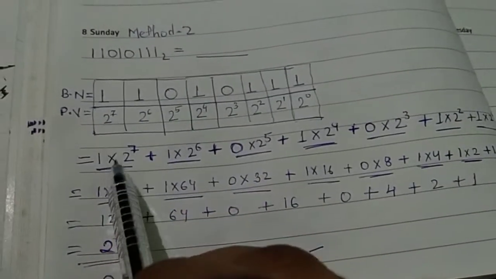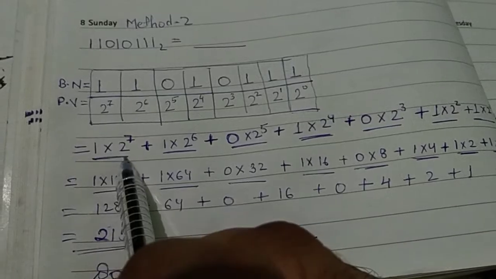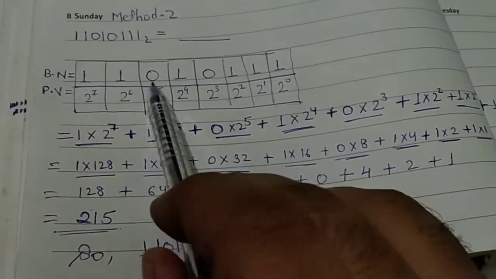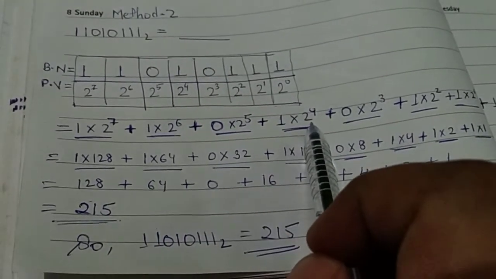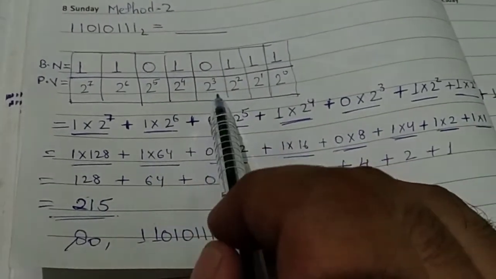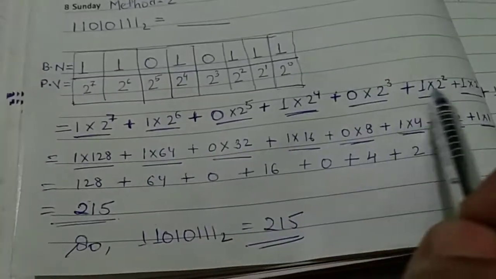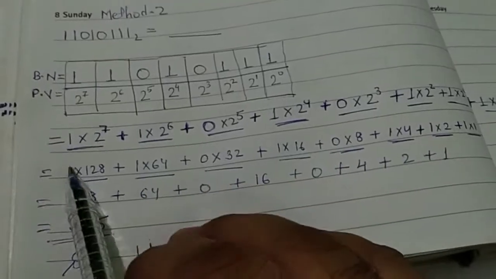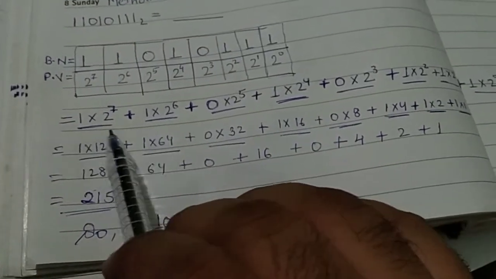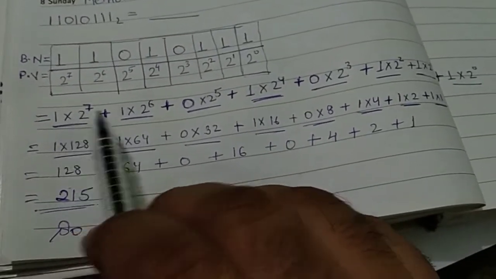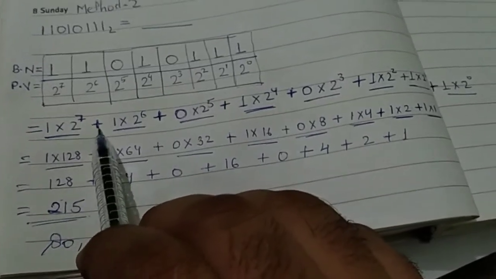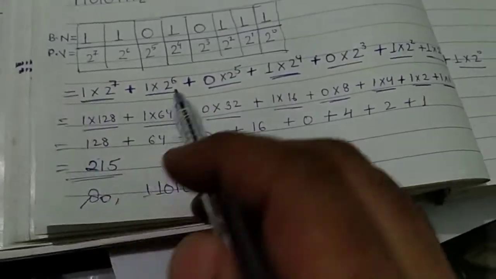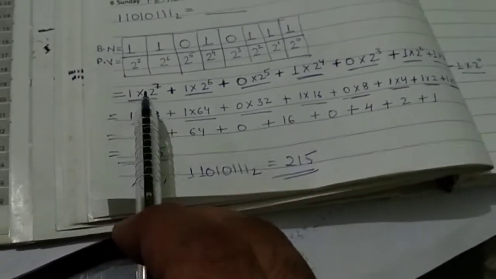So here it will become 1 into 2 to the power 7, 1 into 2 to the power 6, 0 into 2 to the power 5, 1 into 2 to the power 4, 0 into 2 to the power 3, 1 into 2, and so on till 1 into 2 to the power 0. Okay, after this we are going to use the BODMAS rule. According to the BODMAS rule, if multiply and plus are there, we will do multiplication first and then addition. So I will do the multiplication here.